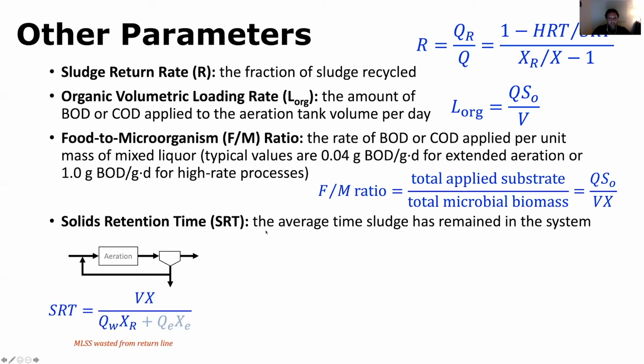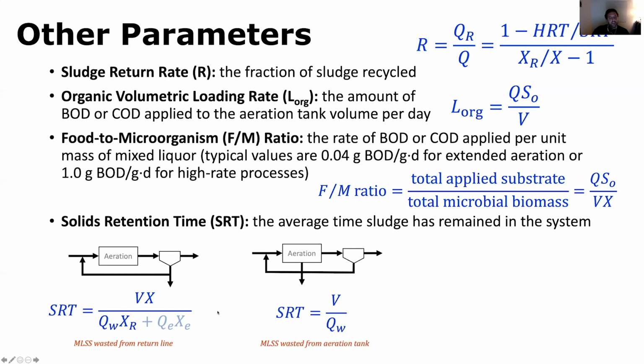The solids retention time, again, is the average time the sludge remained in the system. And just to not forget, the solids retention time, as well as all of the mass balance equations that we derived previously, are dependent on the process configuration. So for this typical configuration that we've been looking at so far, where the mixed liquor suspended solids, or the sludge, is wasted from the return line, we know that SRT is equal to Vx over QW plus QE.